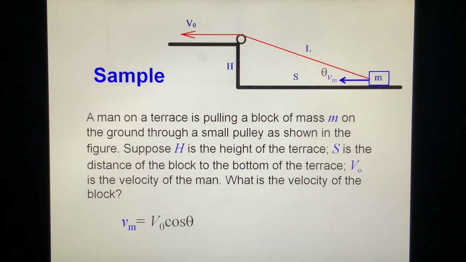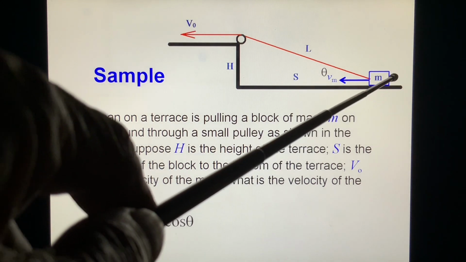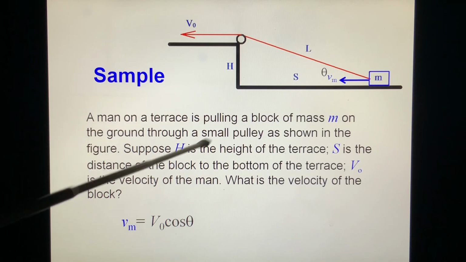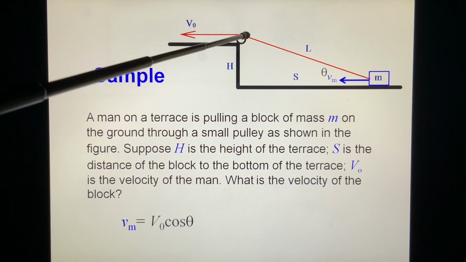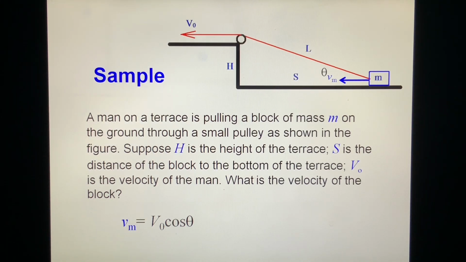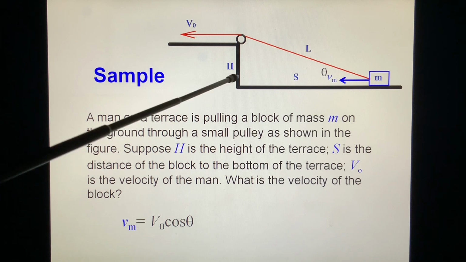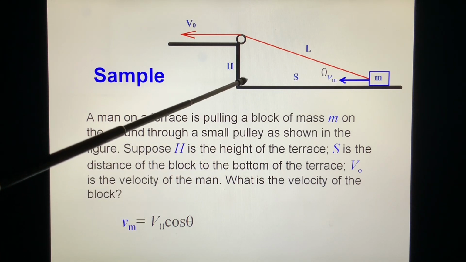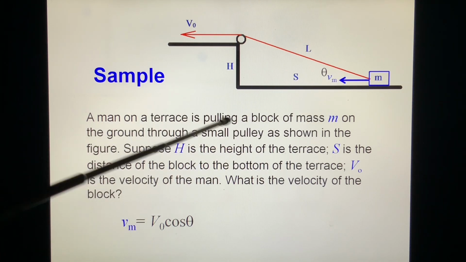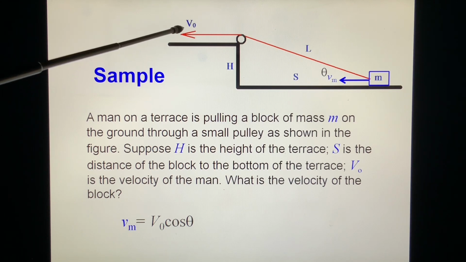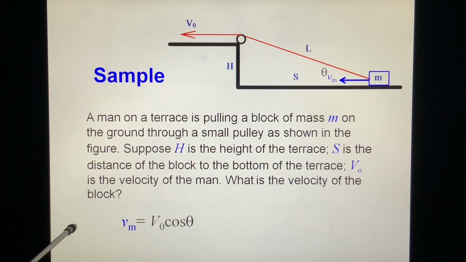Example. A man on a terrace is pulling a block of mass M on the ground through a small pulley as shown in the figure. Suppose h is the height of the terrace. s is the distance of the block to the bottom of the terrace. v0 is the velocity of the man. What is the velocity of the block? Very simple question.